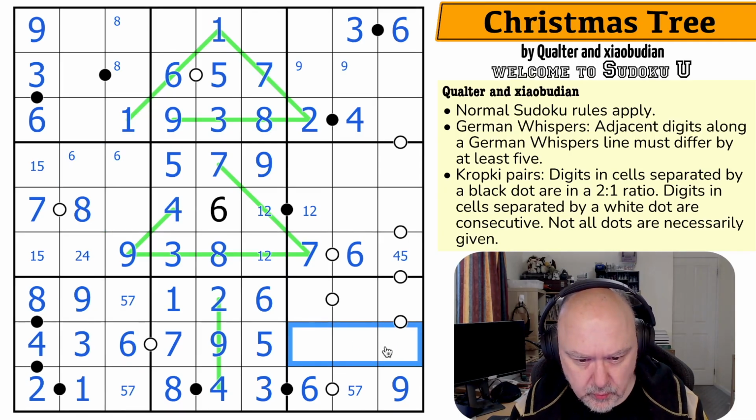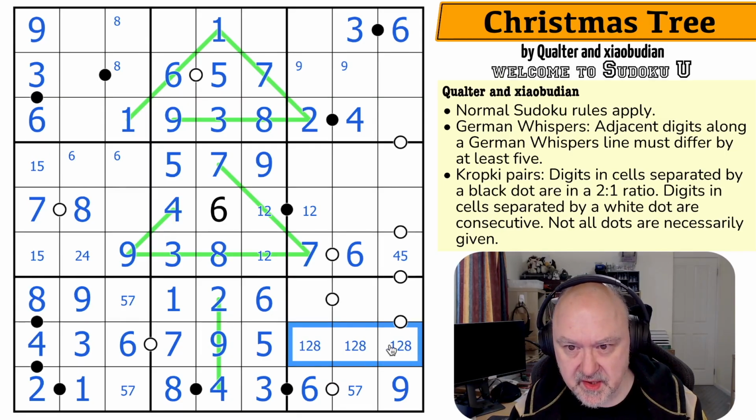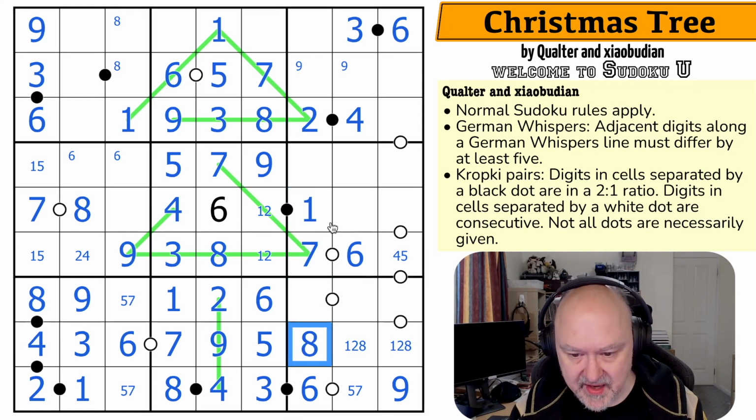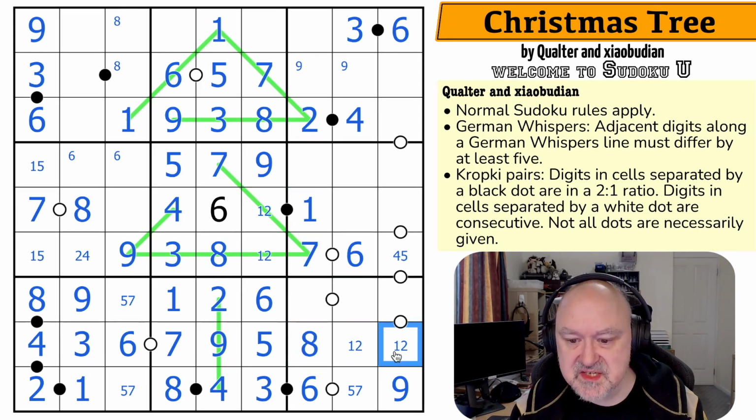What's this triple? 1, 2, 8. These are 1, 2, and 8. Now there's no 2 there. No, not there, I meant to click on that. There's no 2 there. Oh, the 2 looks down, making that the 1, which makes that the 8, taking 8 out of those. This is a 1 or a 2.